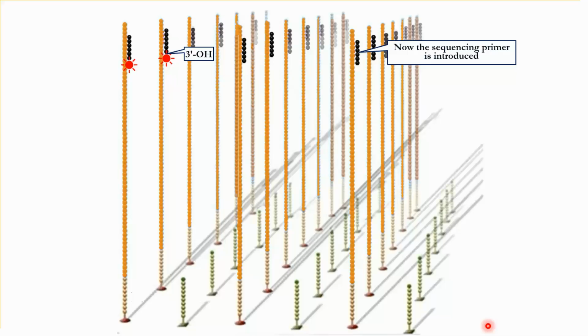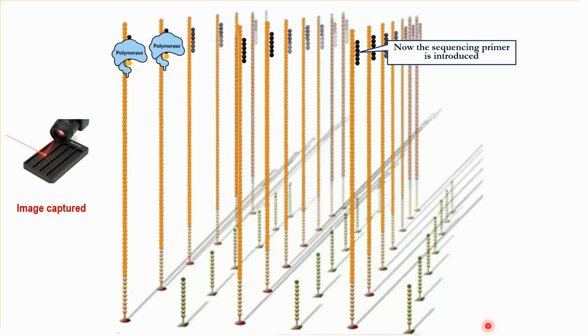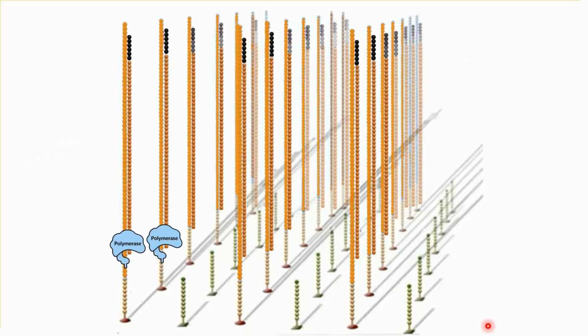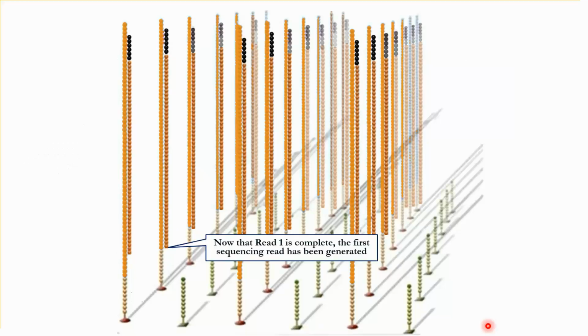The key point is that the primer provides a free 3' hydroxyl group, which is essential for DNA polymerase to initiate strand extension. During sequencing, individual bases are incorporated into the growing DNA strand and each incorporation is imaged. Now the read 1 is complete. The first sequencing read has been generated. We will dive into the sequencing by synthesis in detail right after we complete paired end sequencing.